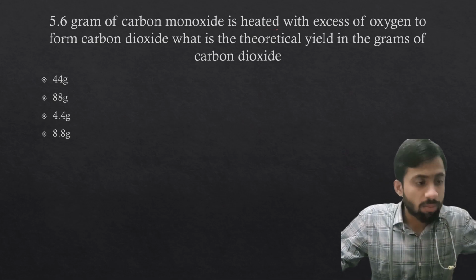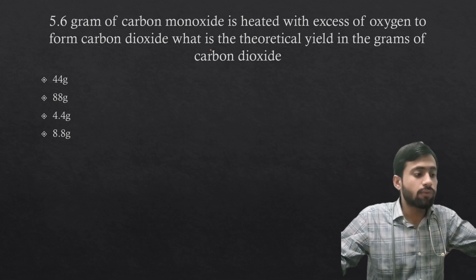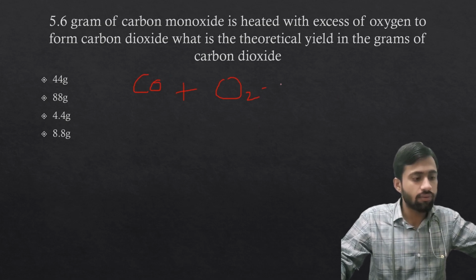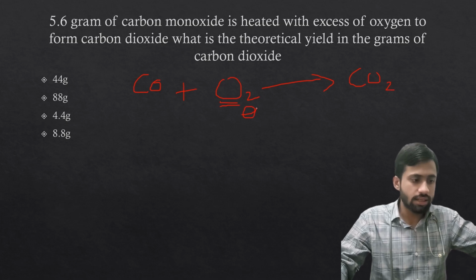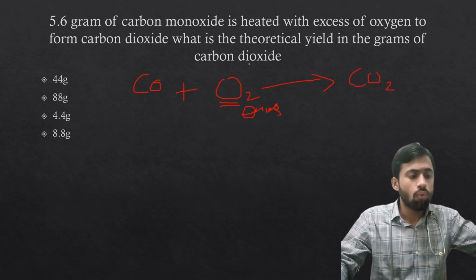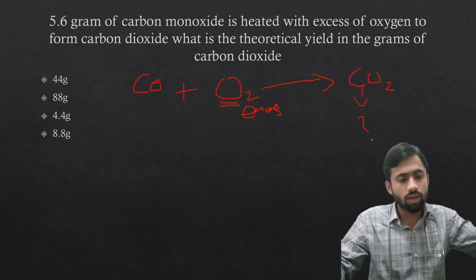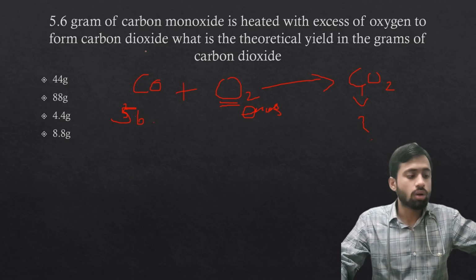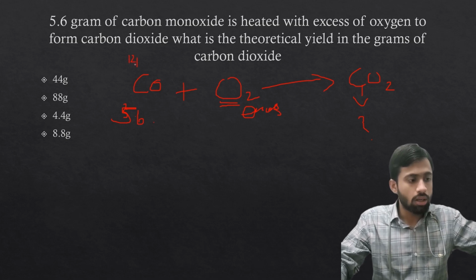5.6 grams of carbon monoxide is heated with excess of oxygen to form carbon dioxide. Okay, so carbon monoxide is reacting with oxygen to form carbon dioxide. Okay, this is in excess. What should be the theoretical yield of carbon dioxide? How much carbon dioxide will form when 5.6 grams of carbon monoxide is there? So carbon is 12, oxygen is 16. So 12 plus 16 makes it 28.